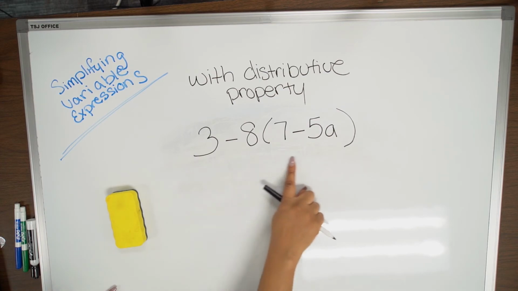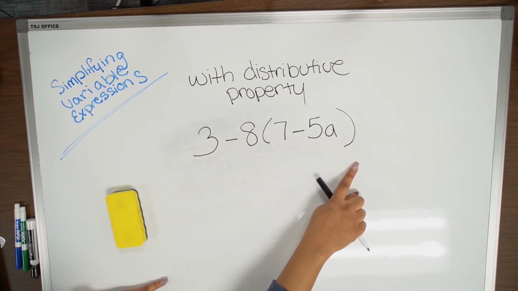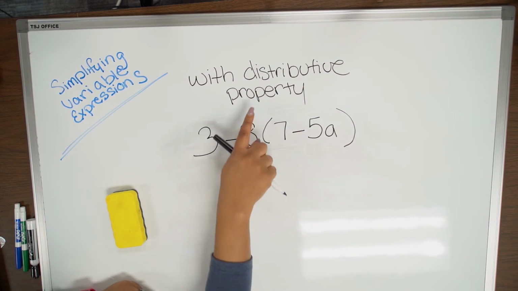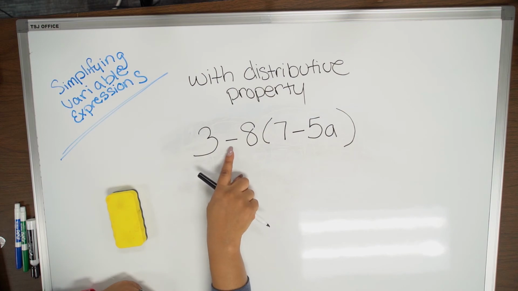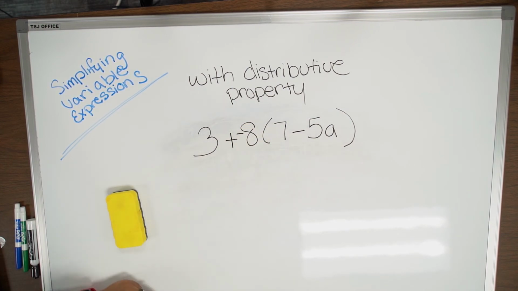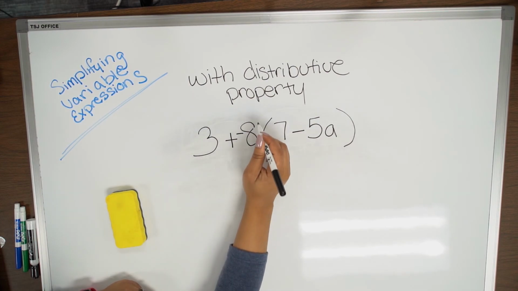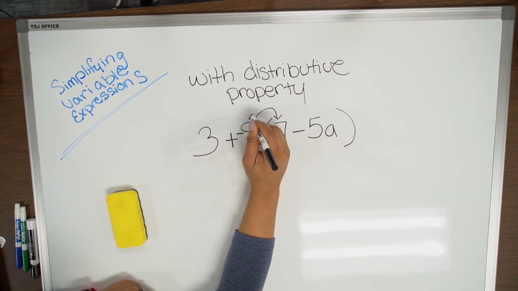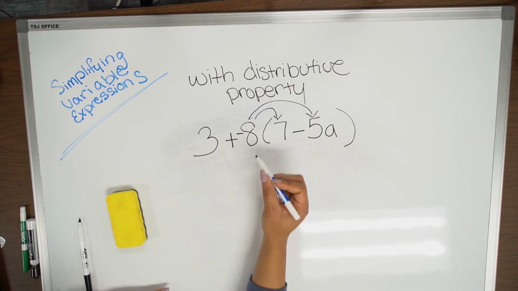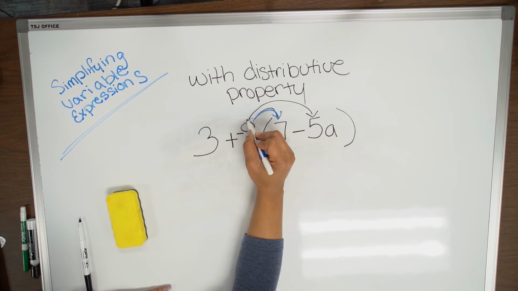So again, we look at the expression, we look at the problem, we see that we have parentheses with a number outside of it, so that signifies the distributive property. We see that we have a negative on it, so we're going to change this to plus negative, just so we don't forget the negative, and we're going to distribute.